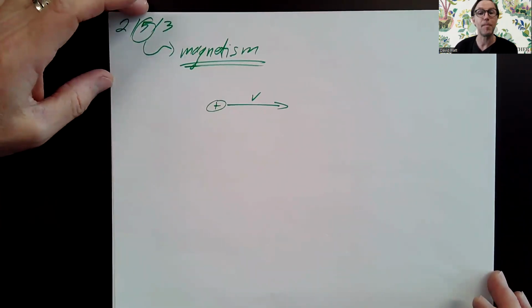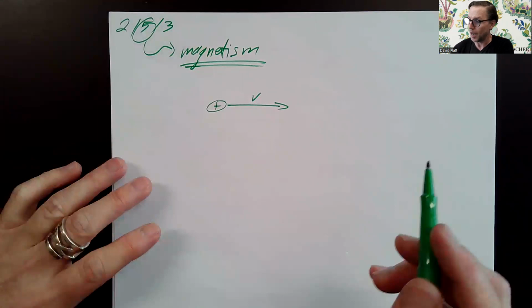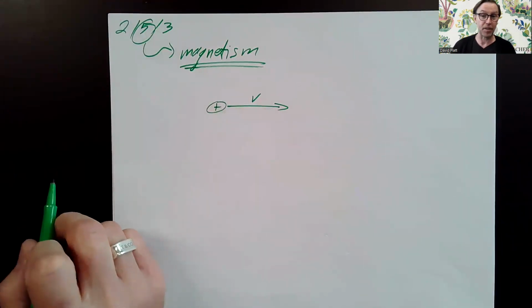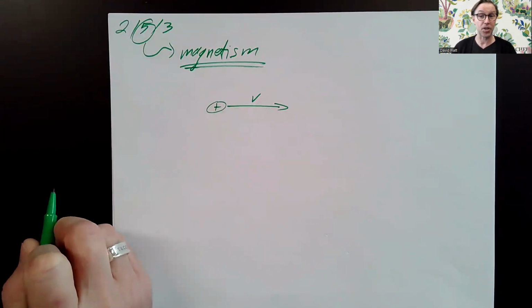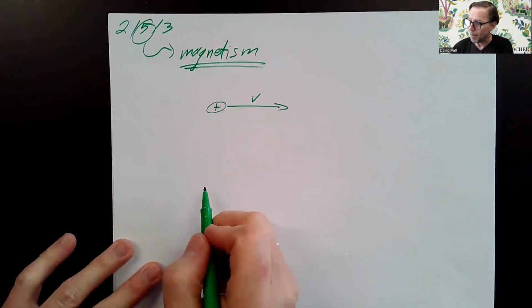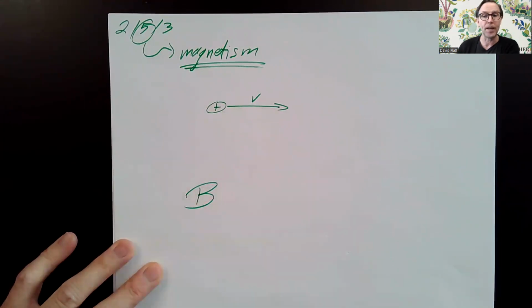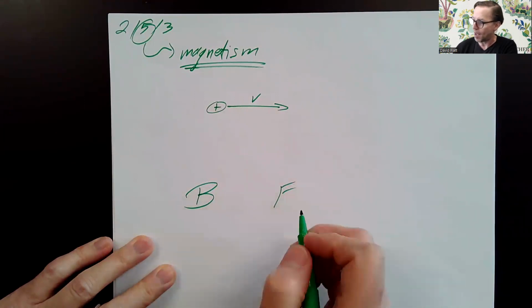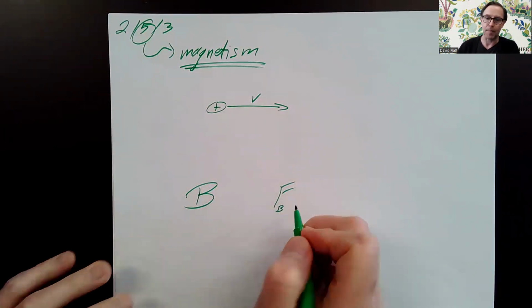What kind of field? A magnetic field. And then this moving charged particle creates a magnetic field. That magnetic field, in turn, will exert forces on other moving charged particles. We represent a magnetic field with the letter capital B. We represent a magnetic force, since it's a force, with the letter F, with a little sub capital B.